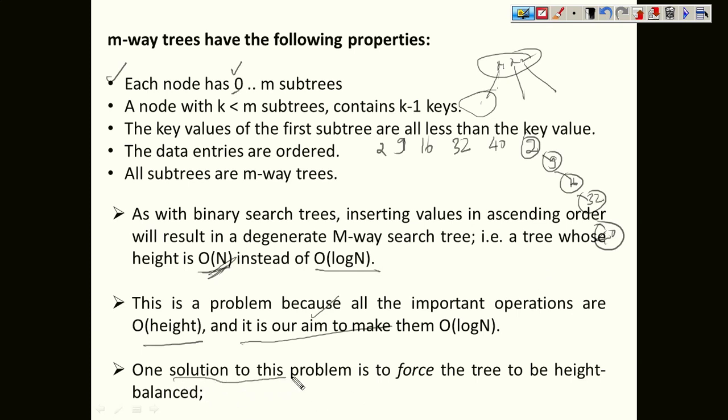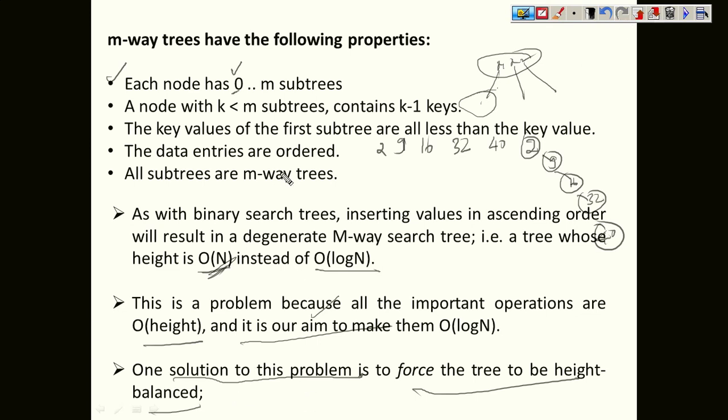One solution to this problem: if your tree is extending towards one direction, then we can make our tree balanced. We have already discussed the AVL tree. The AVL tree is one technique through which we can make our binary search tree a balanced tree. Here we need some mechanism so that M-way trees can also be balanced, so that the complexity of all the operations may be reduced.